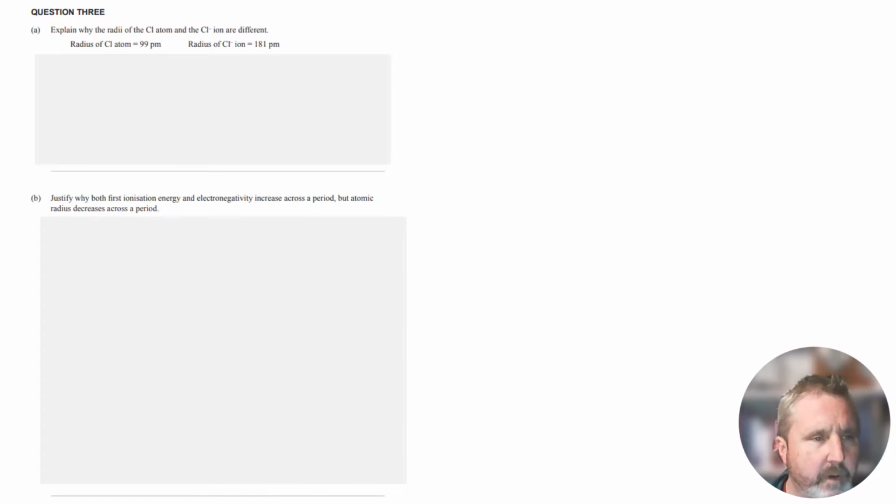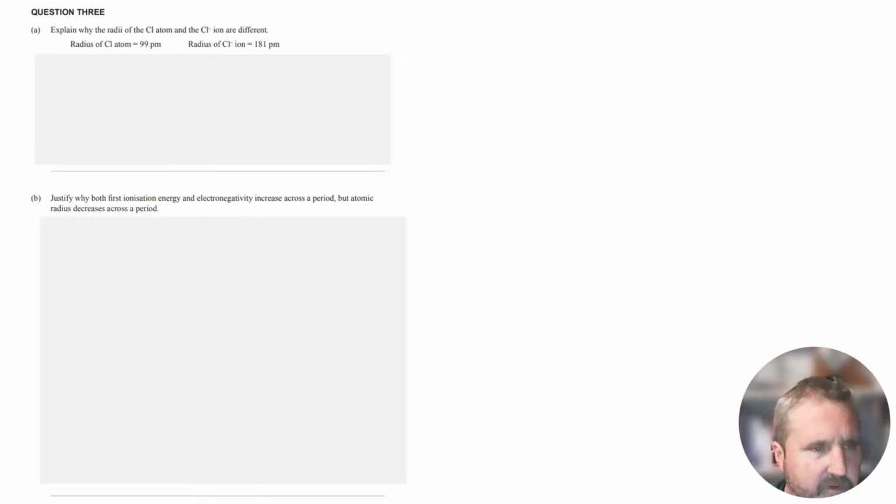Okay, so question 3, last question. Part A, explain why the radii of the chlorine atom and the chloride ion are different. So here we're given the radius of the chlorine atom is 99 picometers, and we're given the radius of the chloride ion is 181 picometers. Now a picometer is like 1 times 10 to the negative 12 meters. It's not important. We can just see that the chloride ion has a bigger radius than the chlorine atom.